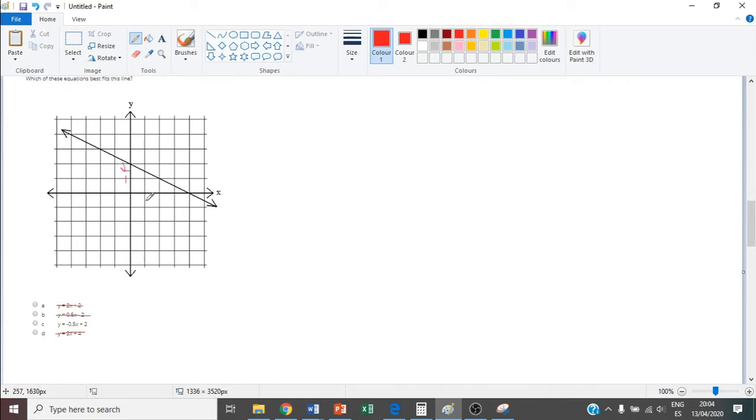Provided that this is going across 1 and 2, that would show that I've got my y-intercept of 2 and my gradient of negative 1/2, because I go down 1/2 every time I go across 1. So that one is C.